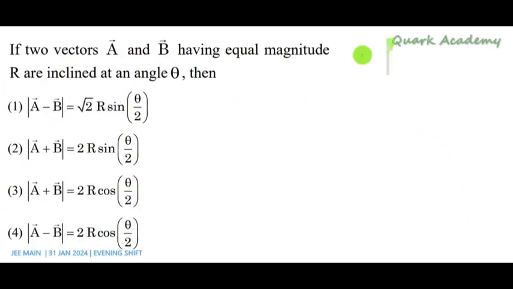So there are two vectors, A and B vector, and both are having same magnitude. Magnitude of A, which is equal to magnitude of B, and that is R. And both are making angle theta. So if this is A vector, this makes angle theta with B vector. So we need to check which option is correct.